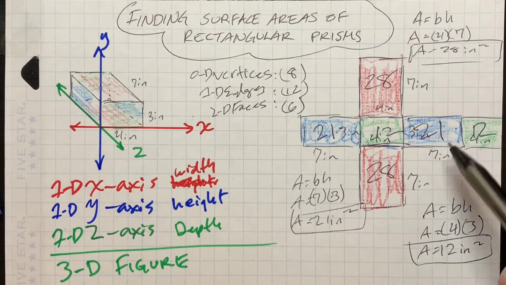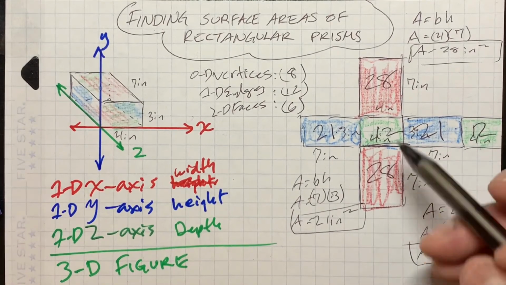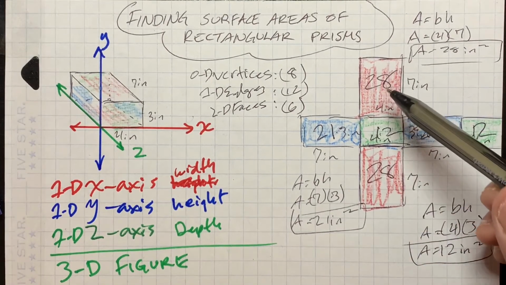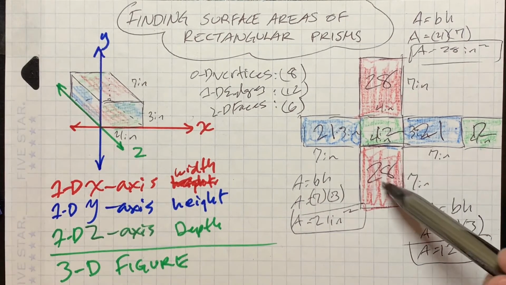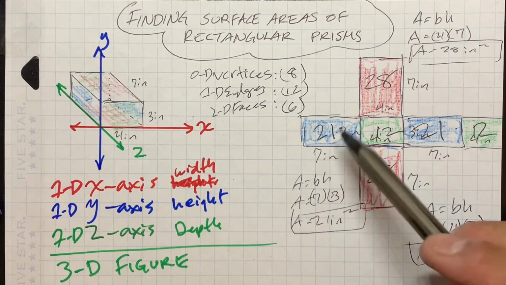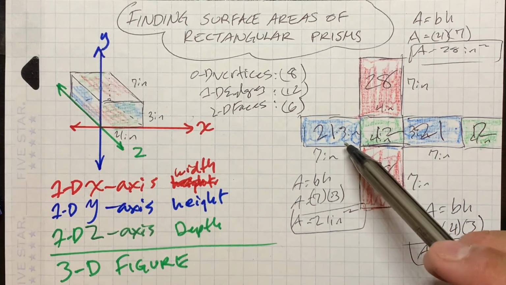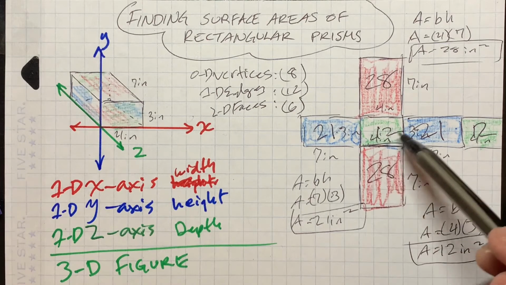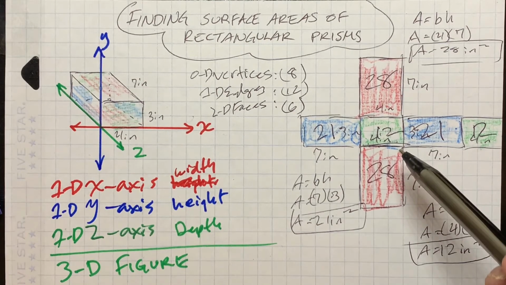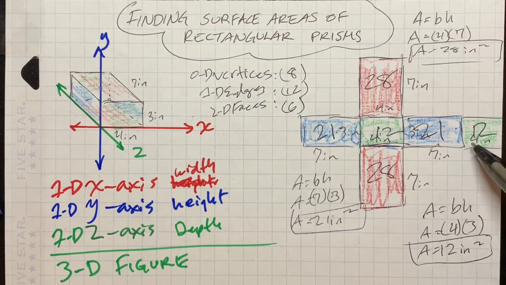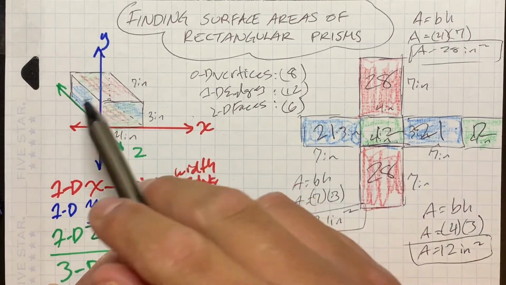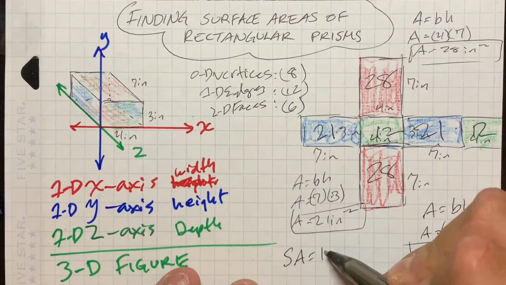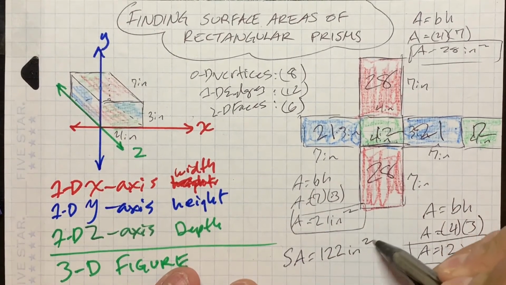Now the last step we do is add them all up. Okay, so 28 plus 28 will equal 56, and then 56 plus 21 will be 77. 77 plus 12 will be 89. 89 plus 21 again will be 110, and then 110 plus 12 will equal 122. So the surface area for this entire three-dimensional figure will be 122 inches squared.